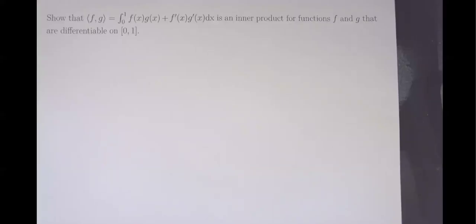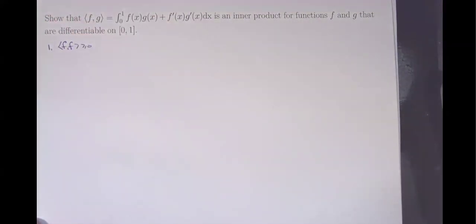In this example, we want to show that the inner product on two functions, f and g, which are both continuous and differentiable on [0, 1], is in fact an inner product. So it satisfies the four properties. Property 1 is that the inner product of f with itself is greater or equal to 0, and it's equal to 0 only when f is the 0 function.